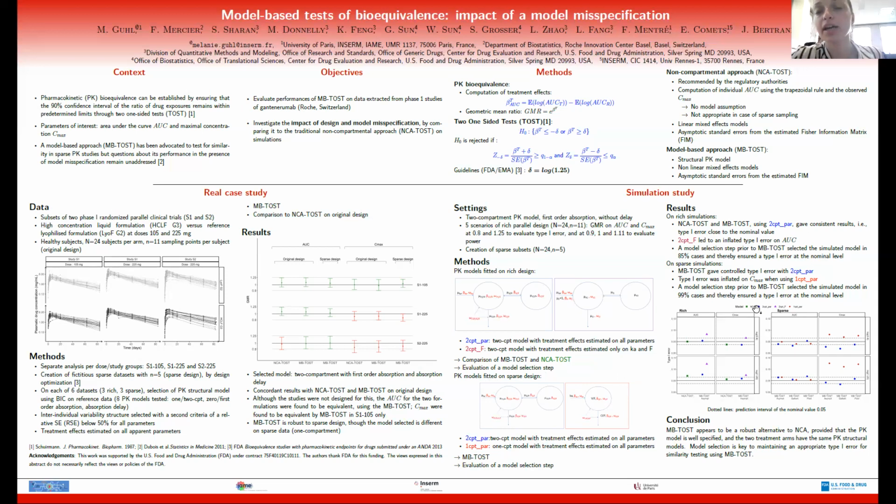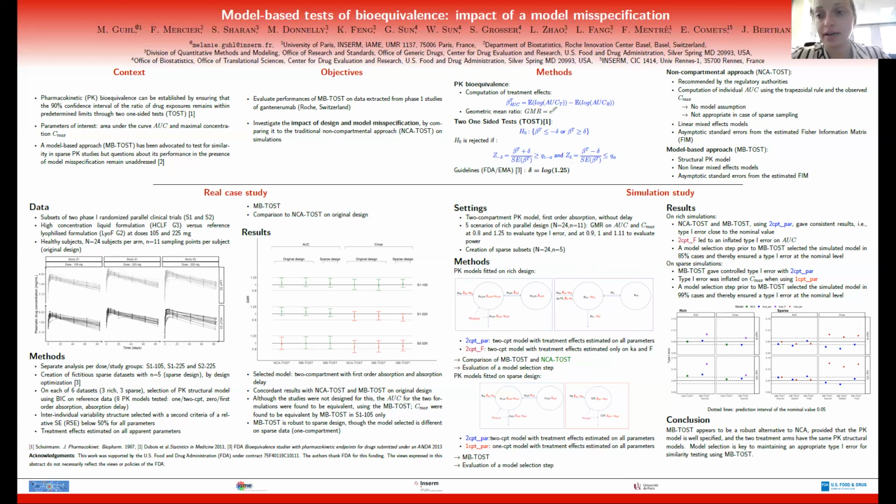So what we found on rich data is that when using a model close to the one simulated, we have results of MB TOST that are close to the one obtained with NCA TOST and close to the nominal value for the type 1 error. But when we use a misspecified way of modeling the treatment effects, then we see that the type 1 errors are inflated, in this case on AUC.